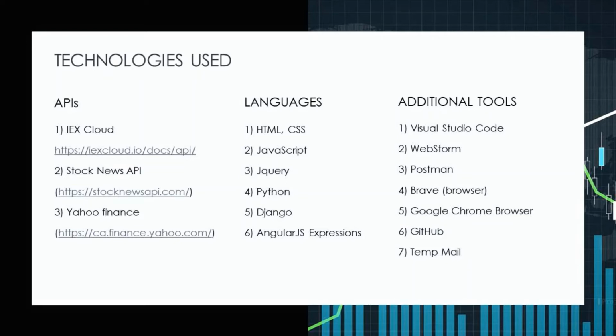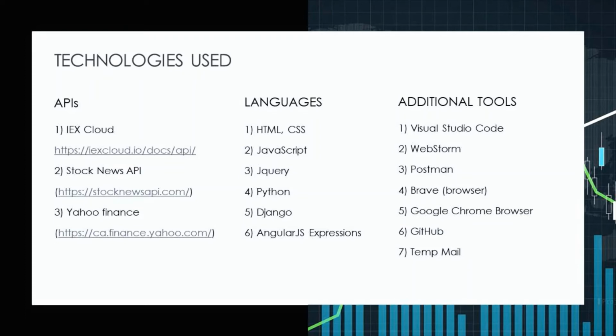And then the Yahoo Finance API was used to do the company name to ticker conversions, because IEX Cloud only works via company tickers. We had to somehow figure out a way to convert the search, the company names into tickers, so we can get the necessary data from our main API, which was IEX Cloud.